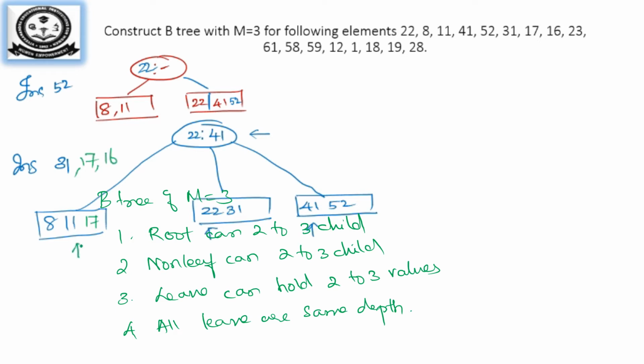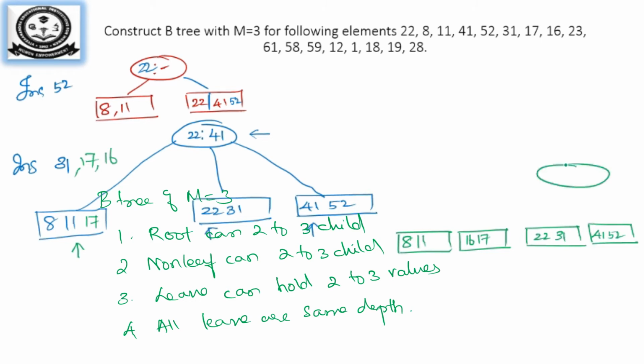I don't have space. So what happens? This node will be split. If you split it, 8 and 11 will be a separate node. You will have 16 and 17 as a separate node, right? So the rest of the nodes are 22, 31, and 41, 52.